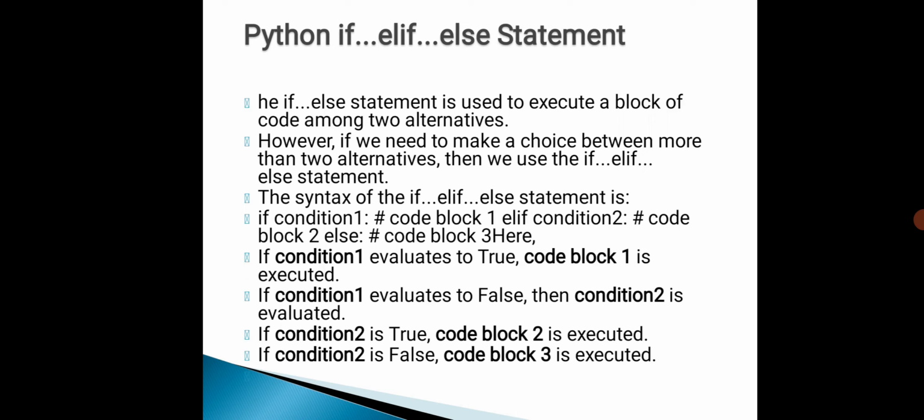Here, if condition 1 evaluates to true, code block 1 is executed. If condition 1 evaluates to false, then condition 2 is evaluated. If condition 2 is true, code block 2 is executed. If condition 2 is false, code block 3 is executed.